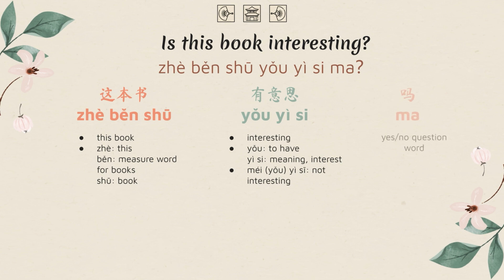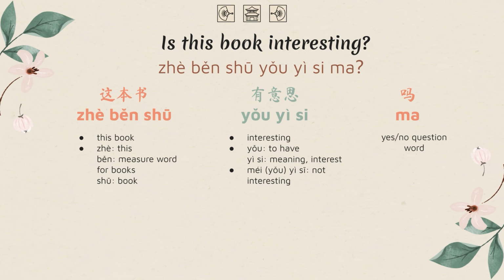And then we have a 吗 for yes or no. So, 这本书有意思吗? Is this book interesting? Instead of using a 吗 at the end, you could also do the verb plus verb negation by saying 这本书有没有意思? So you are using the verb 有, and then you negate it, 有没有? And then you don't need a 吗 at the end. 这本书有意思吗? And 这本书有没有意思? So hopefully the person will happily tell you about their book.